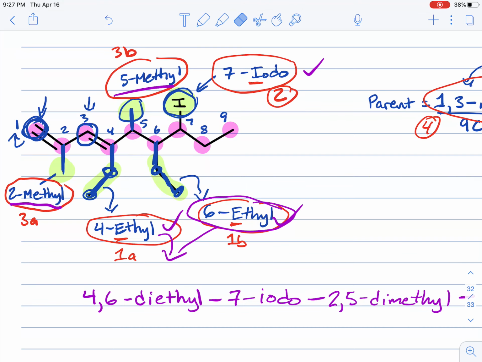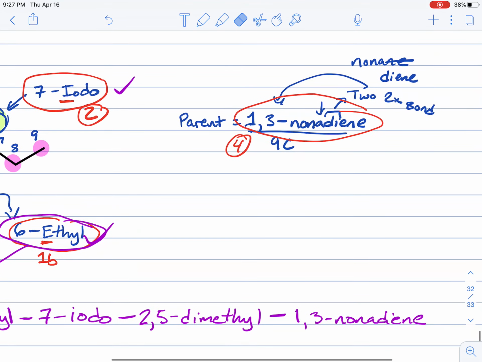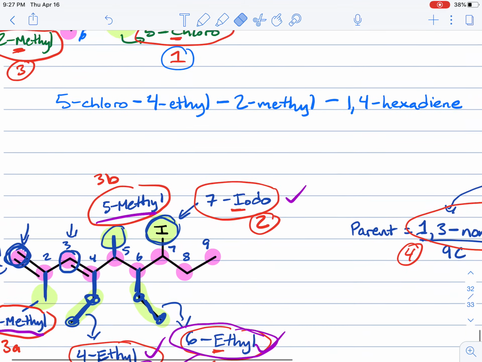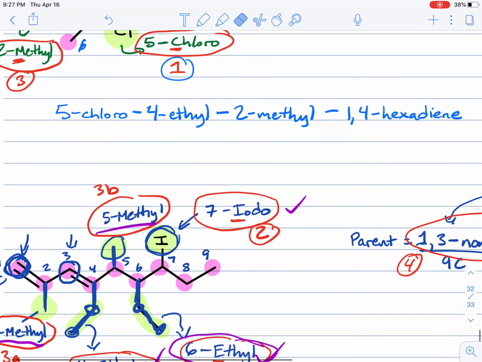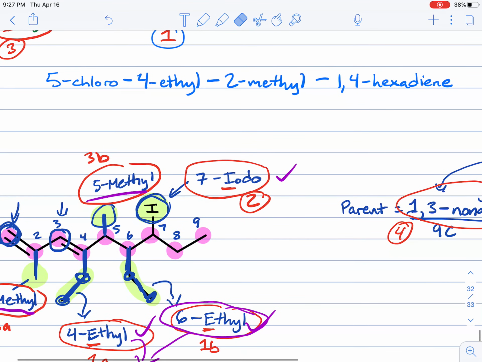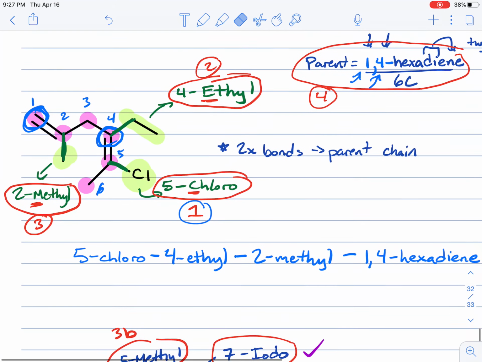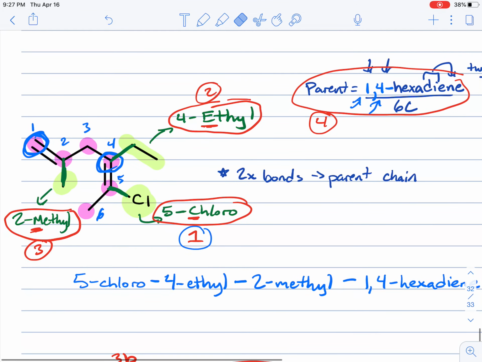Okay. And so now that you have the name of all of these compounds, try to go backwards. Try to draw the skeletal structure 4,5-chloro, 4-ethyl, 2-methyl, 1,4-hexadiene. Okay, and see if you got something similar to the original structure.